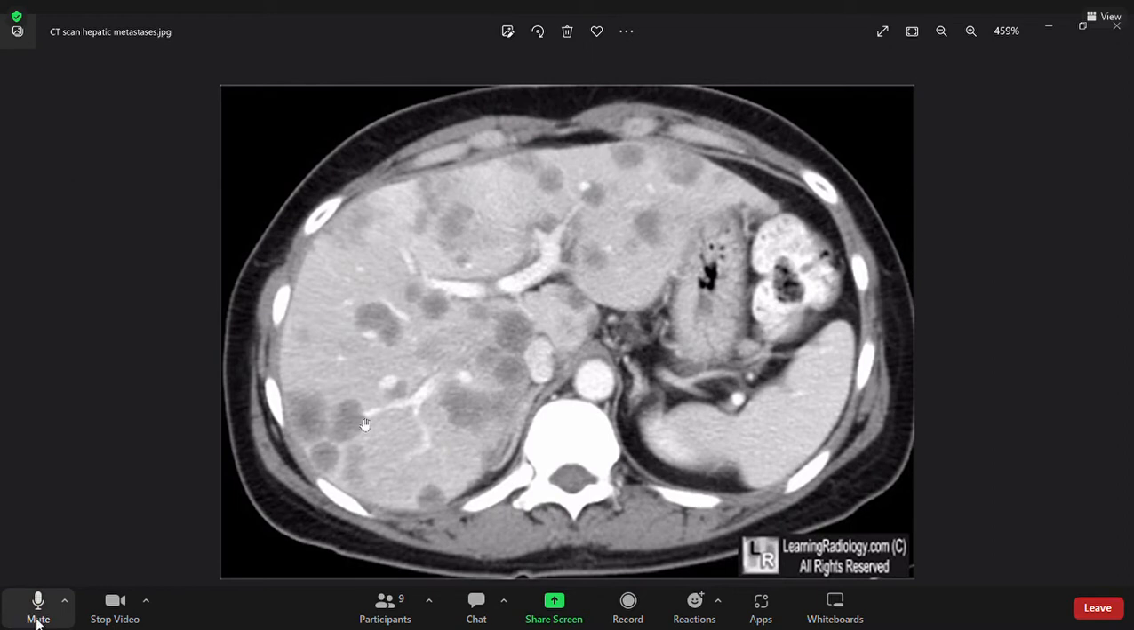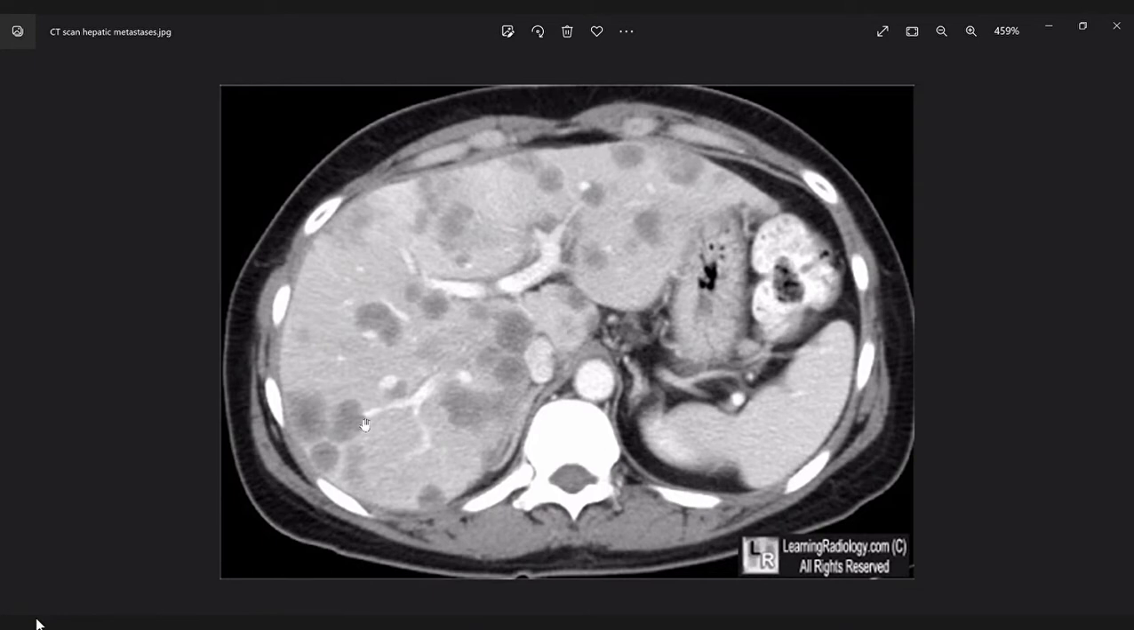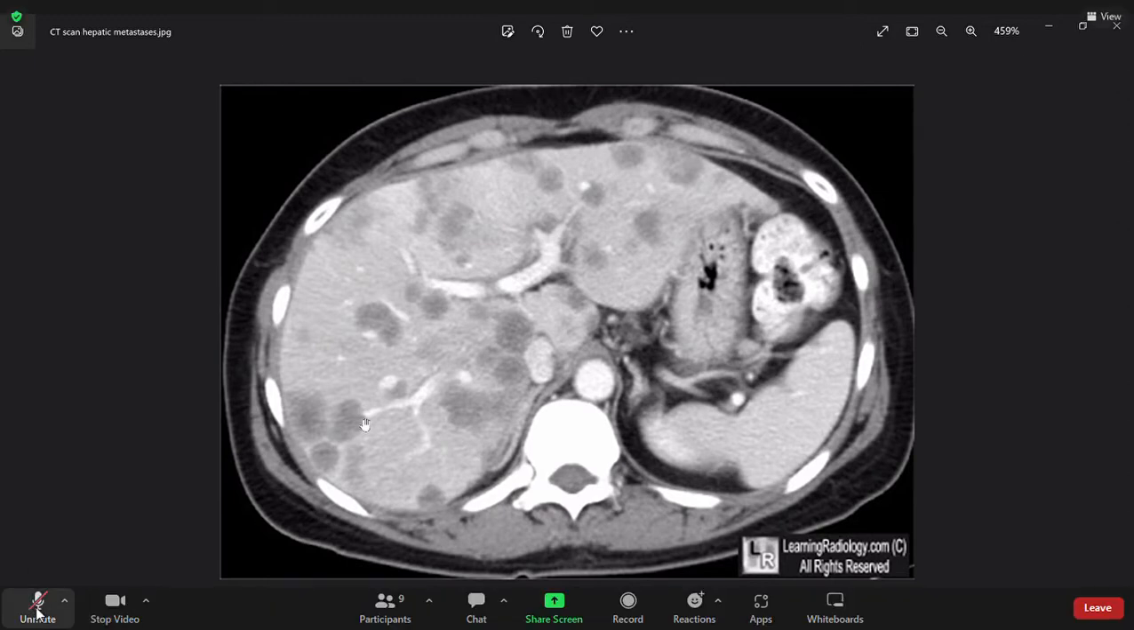Pancreatic CA, gastric CA, breast CA. From the lung as well. Lung CA, possibly. Anything else? I believe thyroid as well.